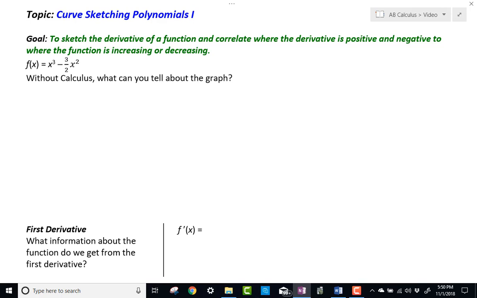Okay, so one of the things I can say is, I can find a y-intercept on this graph. If I plug in 0 for x, I'm going to get 0 minus 0, so I guess we get 0. So we know we have a y-intercept at 0, 0.